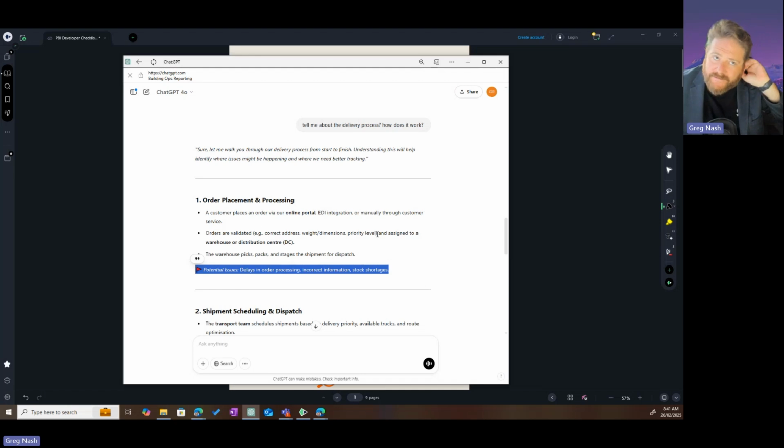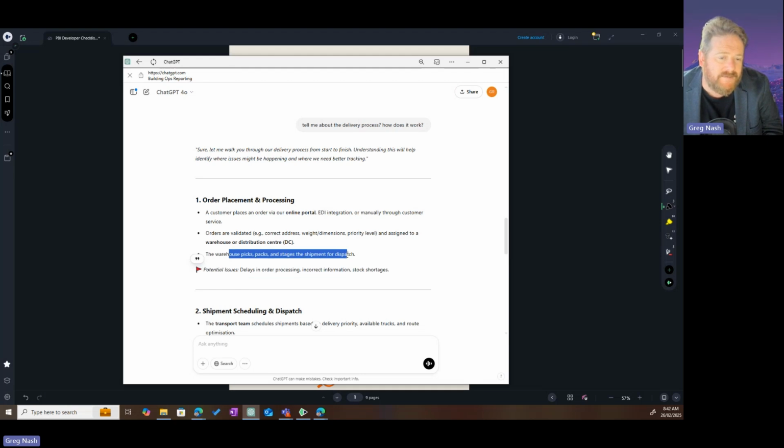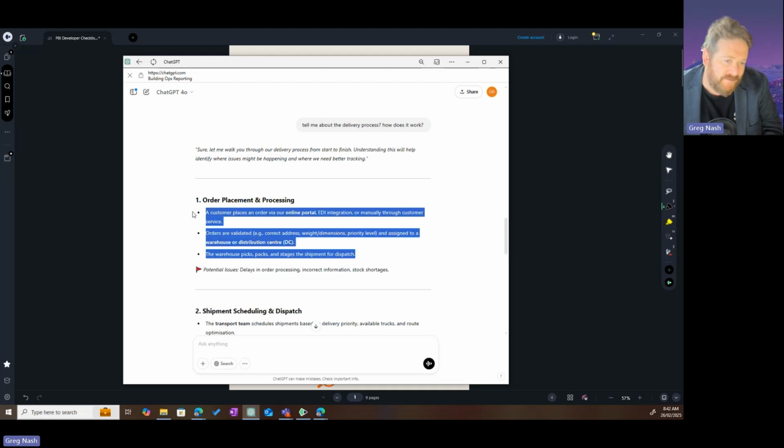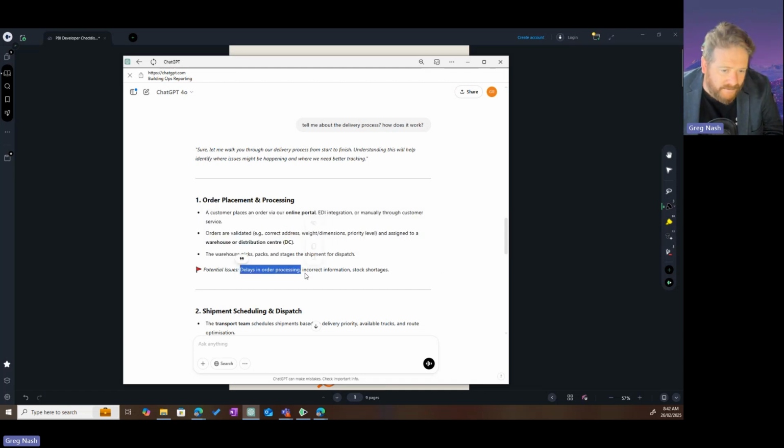So they say, okay, here's the first part of the process: customers talk to us via our online portal, EDI integration. They come through customer service. We make sure the customers are correct and we put them in a warehouse. And this is all happening in our warehouse distribution system, for example. Then the warehouse picks and packs it and stages the shipment for dispatch. Just think of it like that. Just that is a complex model. Issues are delays in order processing, incorrect information, and stock shortages.